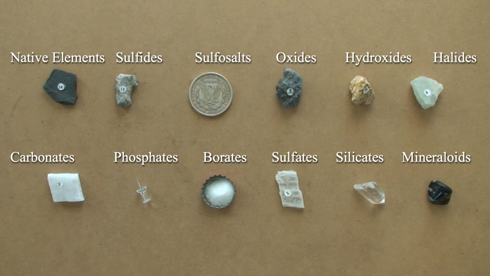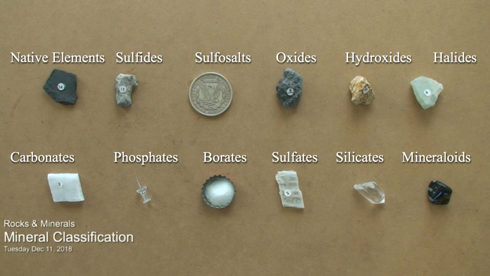And now it turns out that some of the groups are very large groups, and they are further subdivided by either the element or crystal structure into subgroups. So this is basically where I'm going to end right now. And this is the first part of the mineral classification.